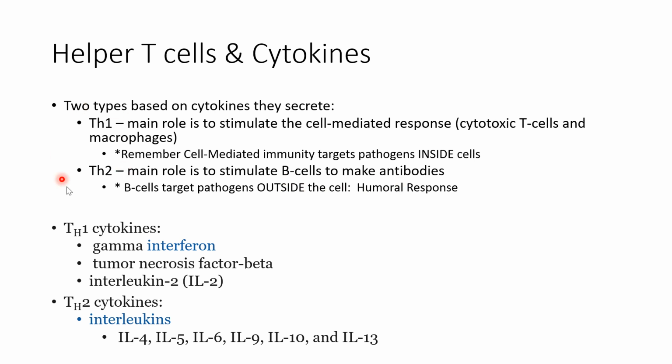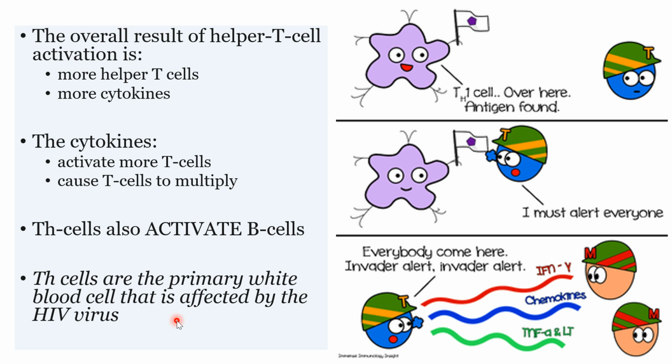So these T helper cells, man, they do a lot. This is the part down here that I'm not going to have you specifically know. I'm just putting that out there kind of for your information. The T helper 1 cells secrete all different kinds of cytokines, interferon, tumor necrosis factor, interleukins, whereas the T helper 2 cytokines pretty much are just interleukins, different kinds of interleukins. Okay, so the overall thing here, we've got a helper T cell. What's it ultimately going to do? It's going to bring in more helper T cells, and it's going to secrete cytokines. Okay, cytokines are going to activate more T cells and cause T cells to multiply, and then T helper cells also activate B cells.